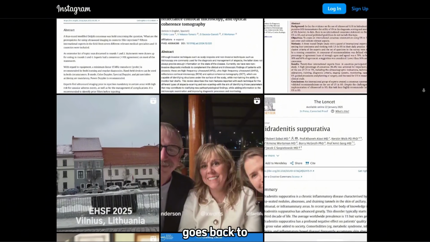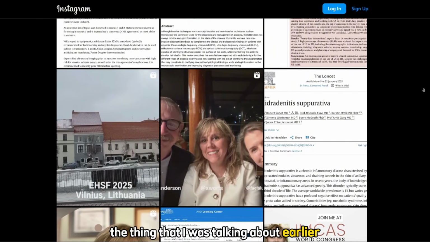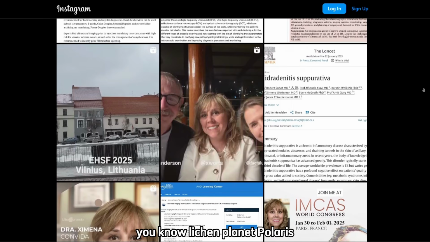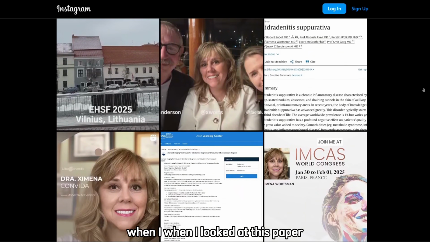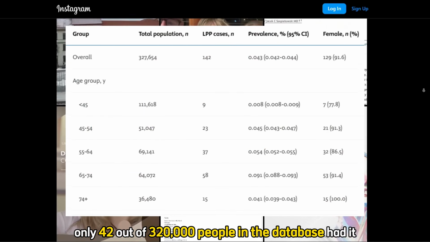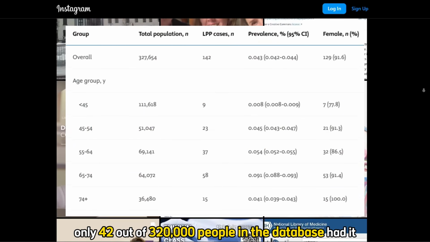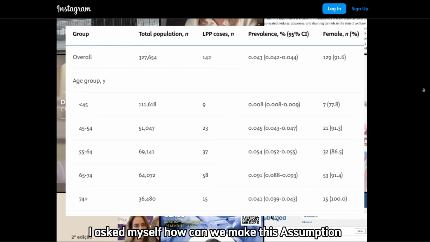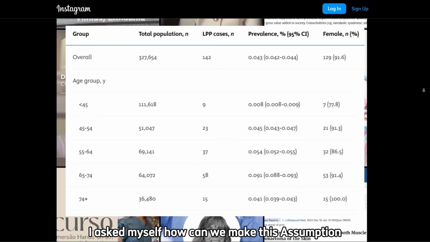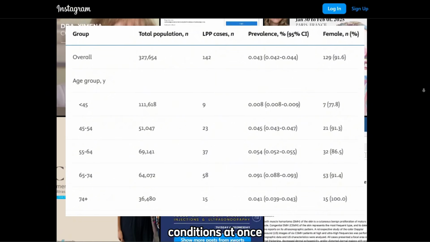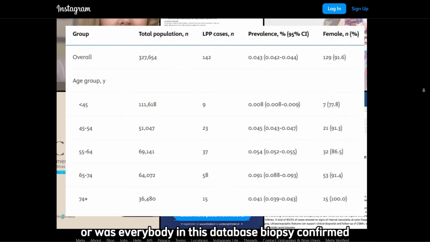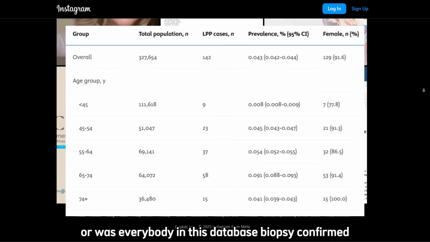And that kind of goes back to the thing I was talking about earlier when it comes to lichen planopilaris. When I looked at this paper, it said only 42 out of 320,000 people in the database had it. I ask myself, how can we make this assumption? There are some people that deal with multiple alopecia conditions at once. Was everybody in this database biopsy confirmed?